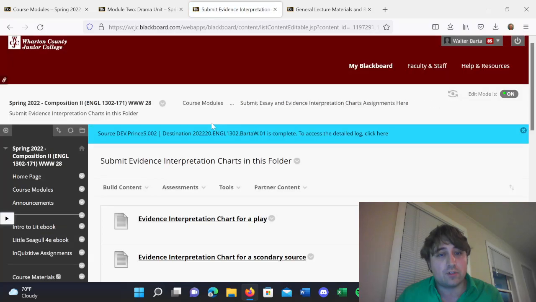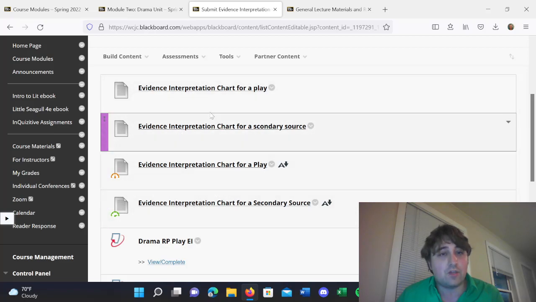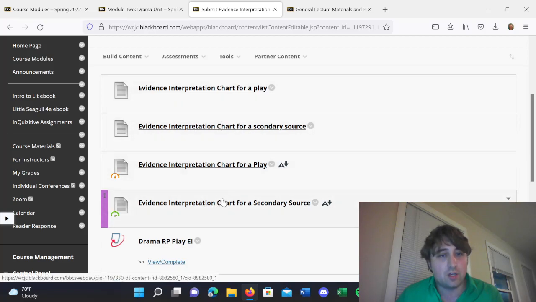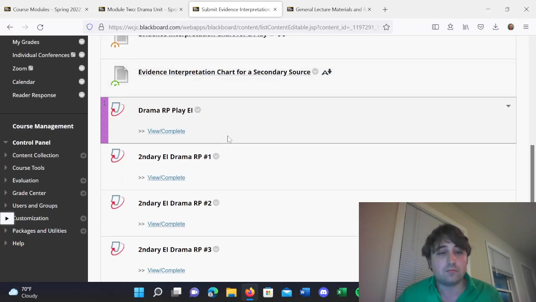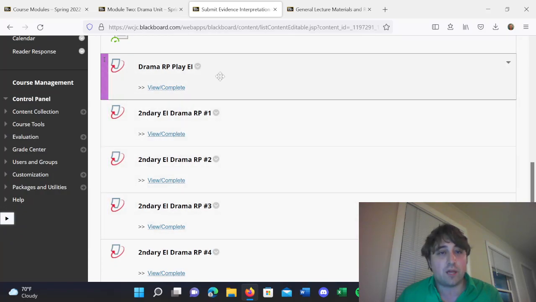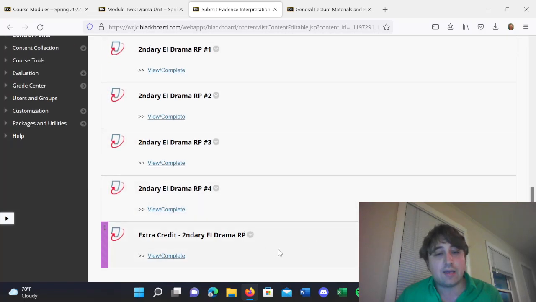So clicking on this one first, we see these are going to be documents that you can use. They are blank evidence interpretation charts. So you can click on one of these, print out the evidence interpretation chart, or fill it in on your computer with your own information. And then you're going to submit those here. So you're going to do one for your play, and you're going to do 4 for secondary sources. And then if you want, you can submit more for extra credit here.